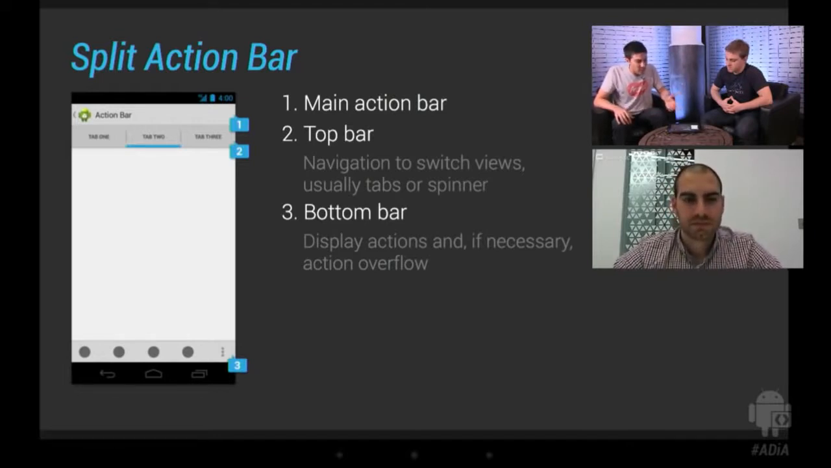So in Split Action Bar mode, you've got three potential different bars that you can have here. You've got the main action bar at the top. You've got the top bar, which Roman was talking about before, is where the tabs could potentially fall down to. And then at the bottom of the screen, you've got the bottom bar, very creatively named. In the bottom bar, you've got the action items, which have now moved down there, trailing off into the overflow menu, rather than being at the top right there in the main action bar.